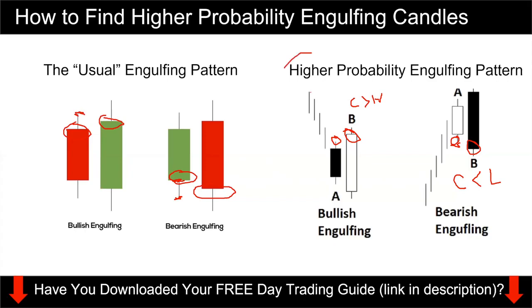So in this case, this is your higher probability trade setup because it shows more strength. It shows more conviction in the market. So if you are looking to trade engulfing patterns, you want to pay attention to this and you want to look for patterns which close above the entire range of the candle, not just the body of the candle. So hopefully that is clear. Implementing this will increase your win rate and help you find higher probability engulfing patterns.